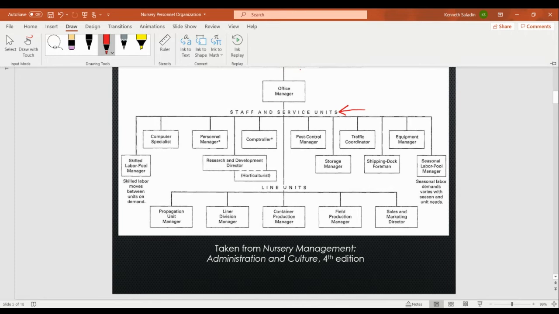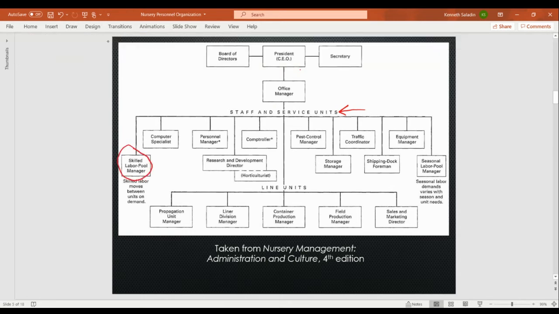All right, so starting kind of on the lower left-hand side, we have a skilled labor pool manager. So what do we mean by skilled labor? Well, skilled labor can mean several different things. You might have some people that are very experienced in grafting or budding, which is kind of a specialty thing. It's something that an employee does not pick up in a day or even a week. It takes really years of practice to become proficient at it. So that would definitely be a skilled labor position.